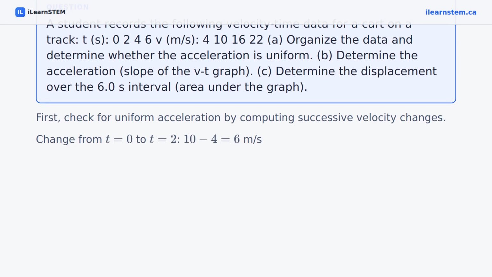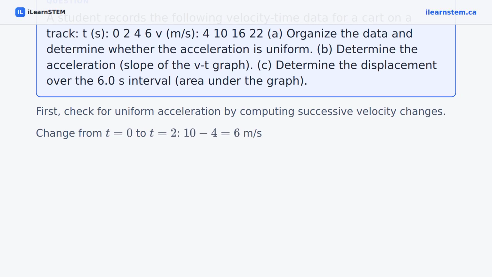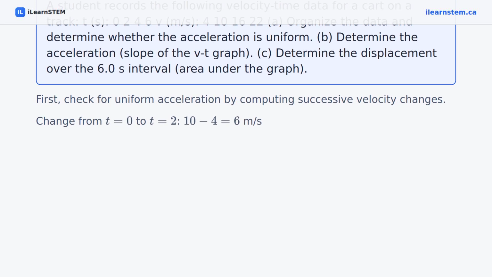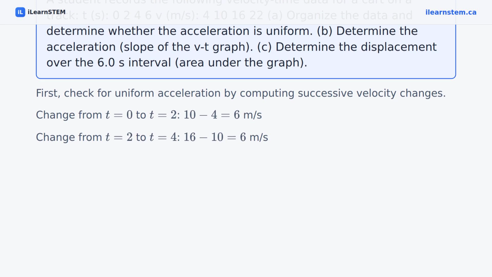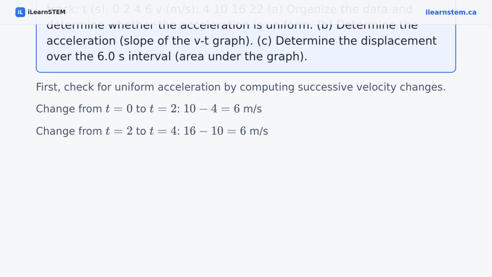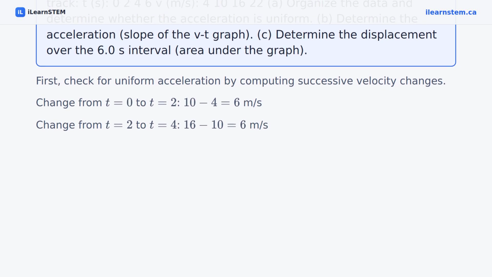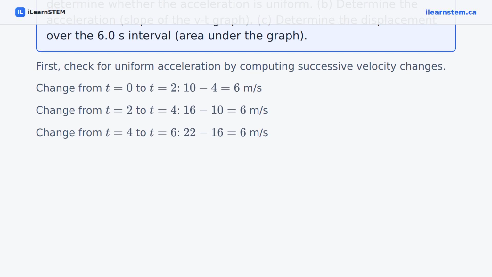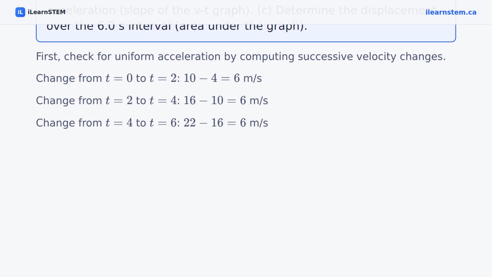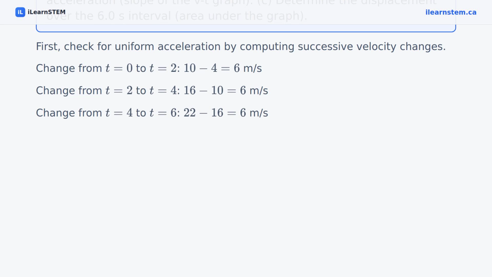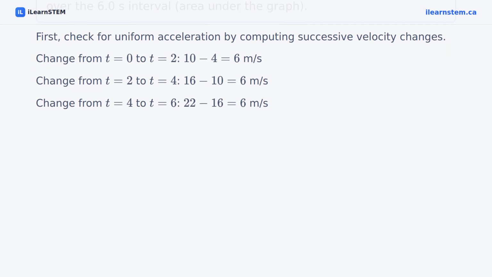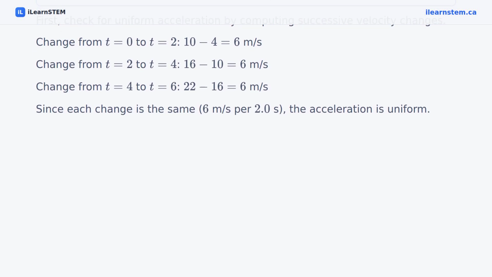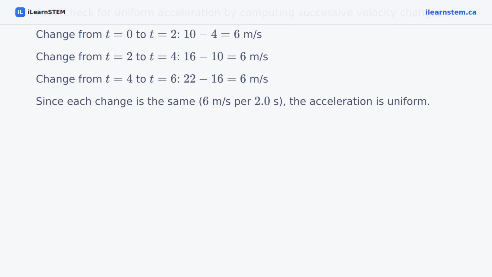From t equals 0 to t equals 2 seconds, the velocity changes from 4 to 10 meters per second, a change of 6 meters per second. From t equals 2 to t equals 4 seconds, the velocity changes from 10 to 16 meters per second, also a change of 6 meters per second. From t equals 4 to t equals 6 seconds, the velocity changes from 16 to 22 meters per second, again a change of 6 meters per second. Since each change is the same, 6 meters per second over each 2-second interval, the acceleration is uniform.